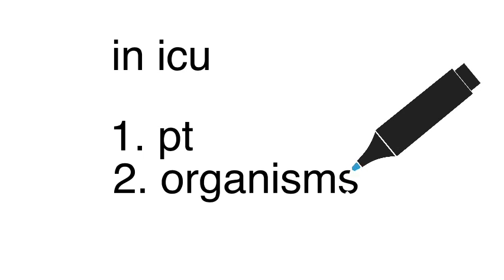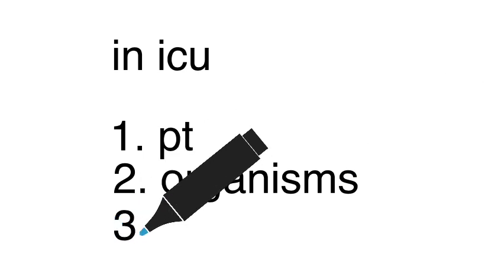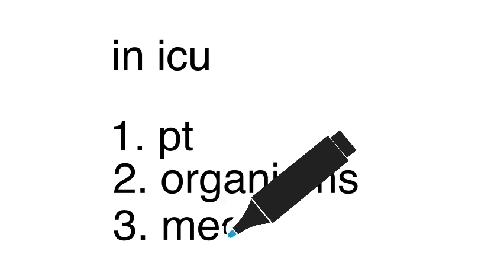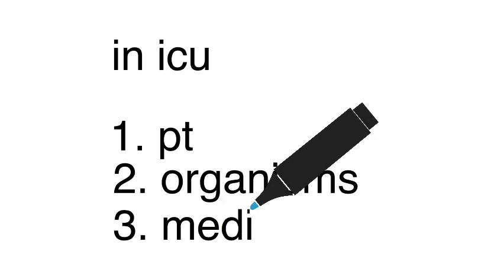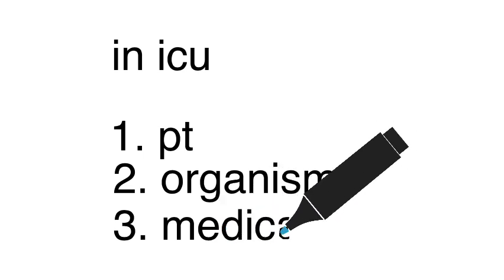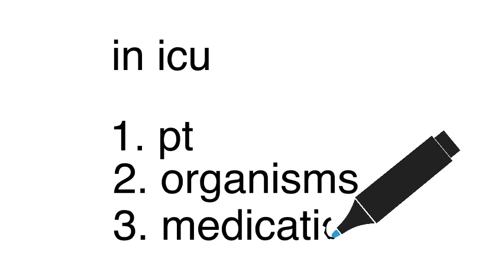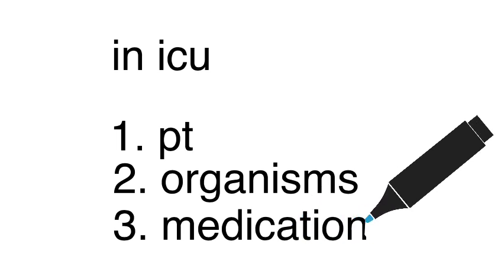And also in the ICU the organisms differ. Usually the organisms in the ICU are highly resistant organisms, and the way medication behaves is also different in ICU patients because they have some organ dysfunction. At the same time, the pharmacokinetics of the drugs can also change depending on the patient's condition.